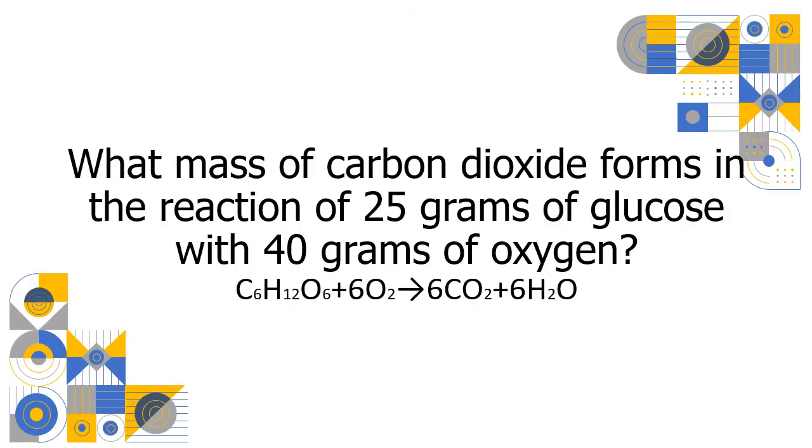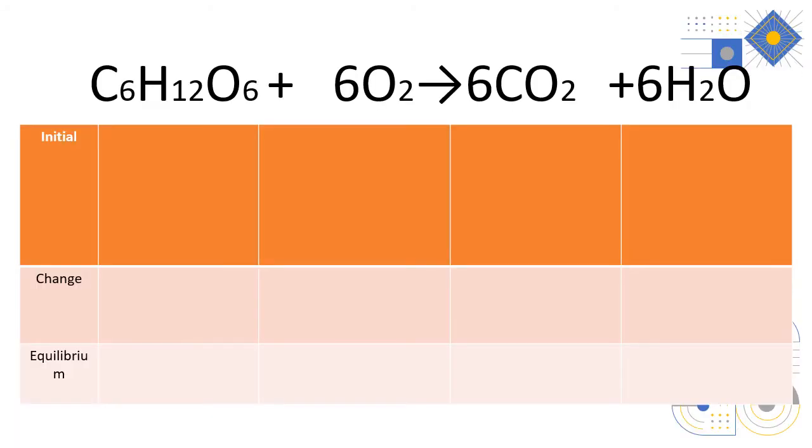What mass of carbon dioxide forms in the reaction of 0.25 grams of glucose with 40 grams of oxygen? Let's start our calculations. The given is 25 grams of glucose and 40 grams of oxygen. First, we have to convert this into moles. So we have to divide this by your molecular weight. And the answer is 5 over 36 moles. And we have your 5 over 4 moles.